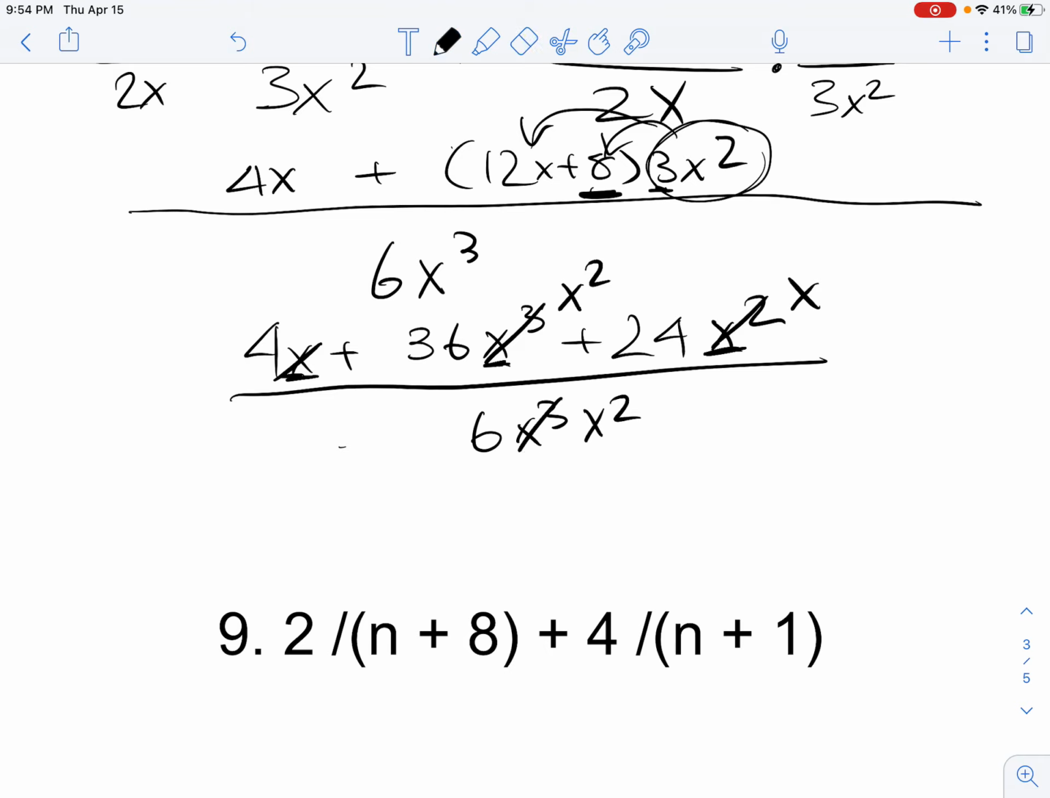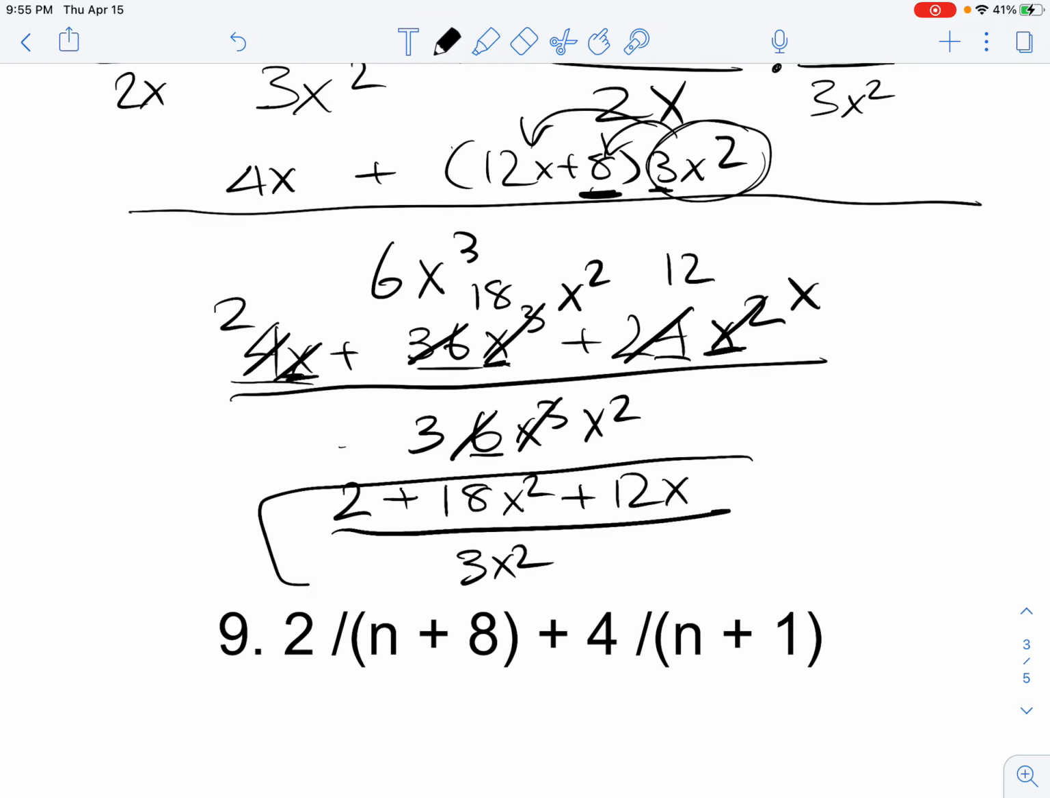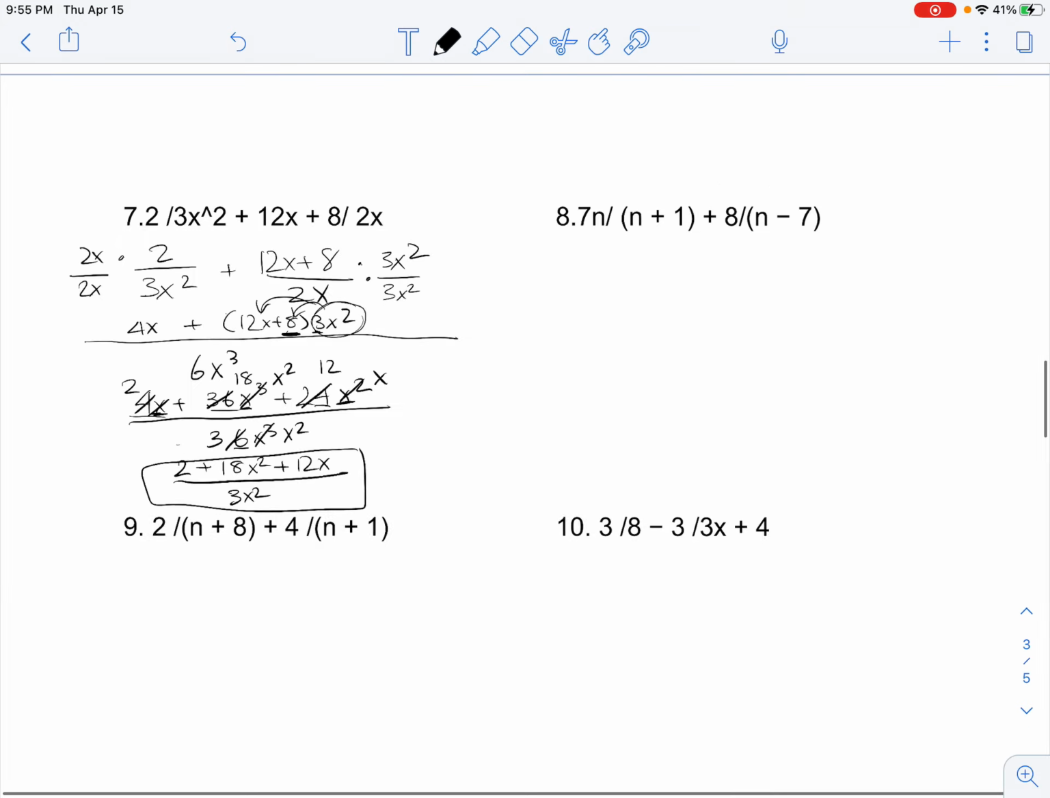I said that it was only x, but there's also another factor we can simplify by. We can simplify by 2, since these are all even numbers. If I do that, then I get 3, I get 12, I get 18, and I get 2. So as a result, I am left with 2 plus 18x squared plus 12x over 3x squared as my final answer. Moving on.